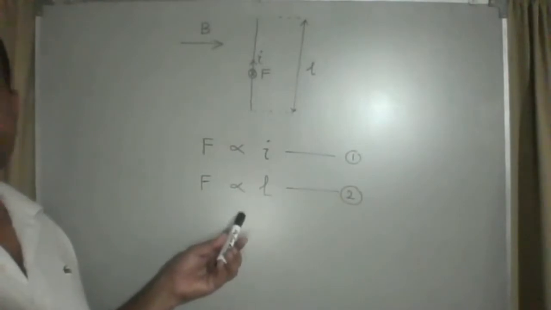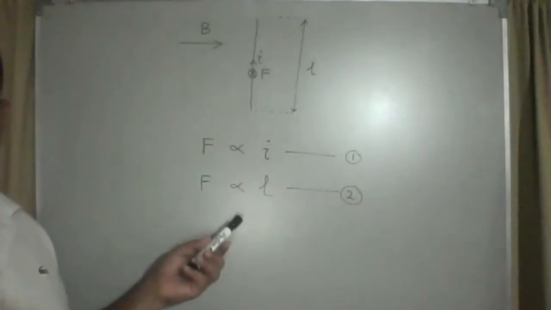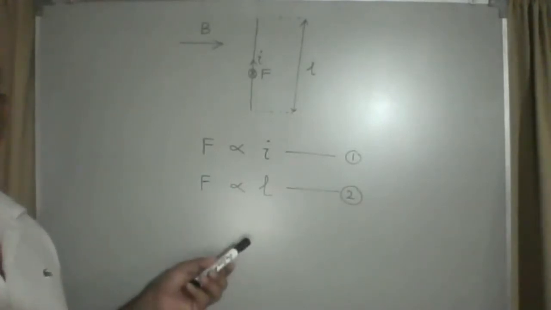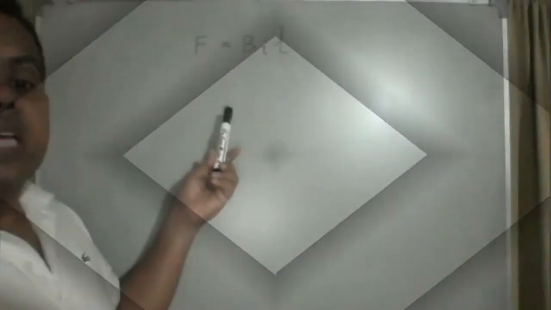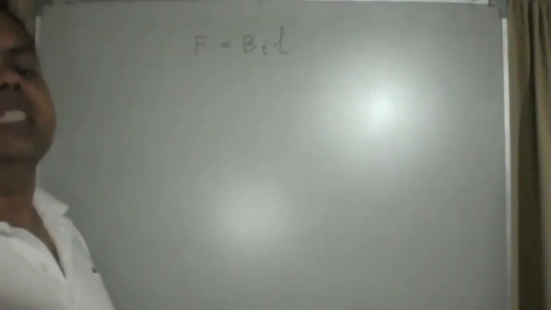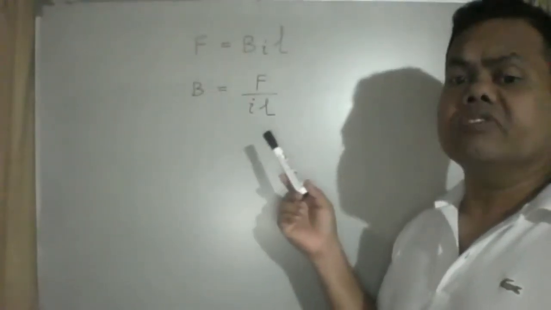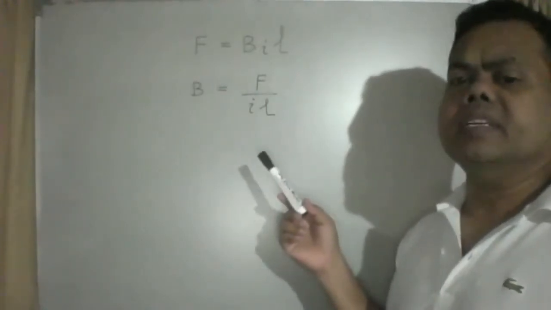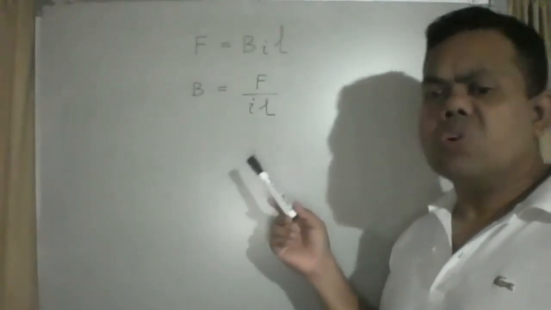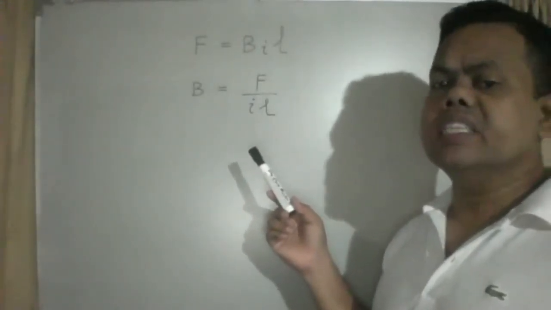Combining these two equations and introducing a proportionality constant B, we can write this relationship as follows. F equals BIL, where B is called the magnetic flux density. Since B equals F over IL, magnetic flux density B can be defined as the force per unit length of a conductor carrying a unit current.